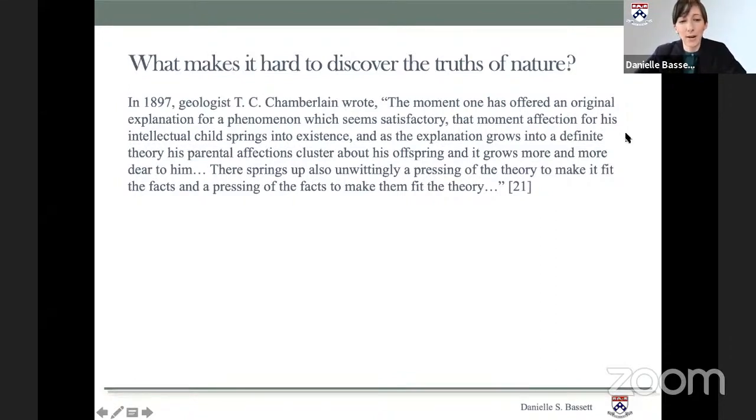I think there's lots of answers to that question, but I wanted to read you a passage from an article that was written in 1897 by geologist T.C. Chamberlain, who wrote, "The moment one has offered an original explanation for a phenomenon," which is what we all hope to do, right, "which is satisfactory, that moment affection for his intellectual child springs into existence. And as the explanation grows into a definite theory, his parental affections cluster about his offspring and it grows more and more dear to him. So there springs up also unwittingly a pressing of the theory to fit the facts and a pressing of the facts to fit the theory."